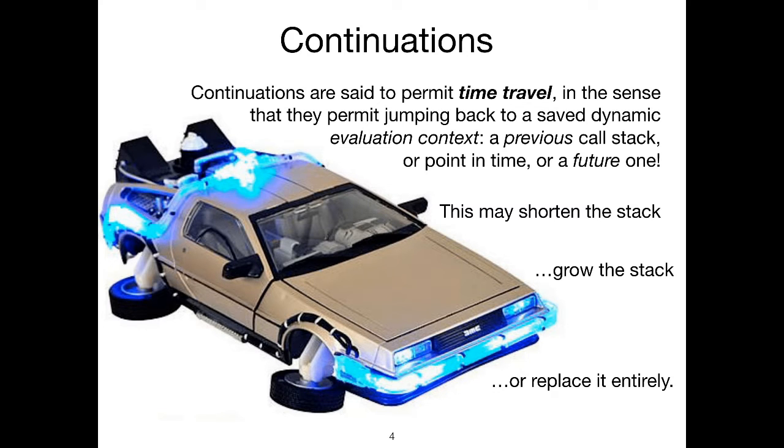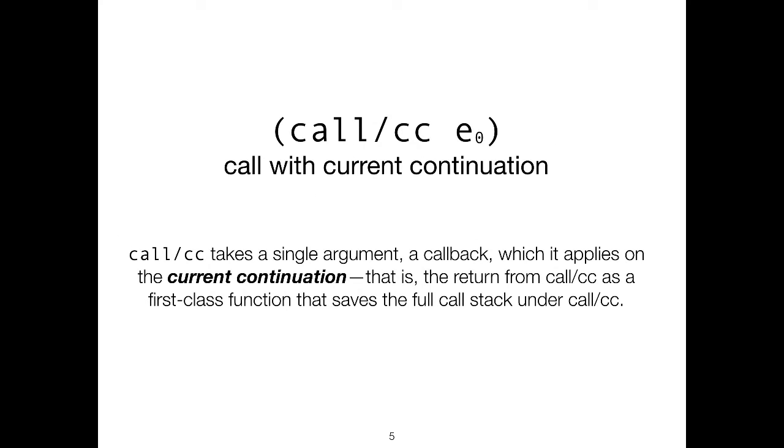Some people have said that continuations permit time travel, in the sense that they permit jumping back to a saved dynamic part of the stack. A continuation is, in some sense, a snapshot of the stack, so that you can jump back to it at some point in time. This can either shorten the stack, grow the stack, or replace the stack entirely with an entirely new stack. The form callCC is going to expect a function that takes a single argument, and that argument is going to be the continuation, in particular, the current continuation.